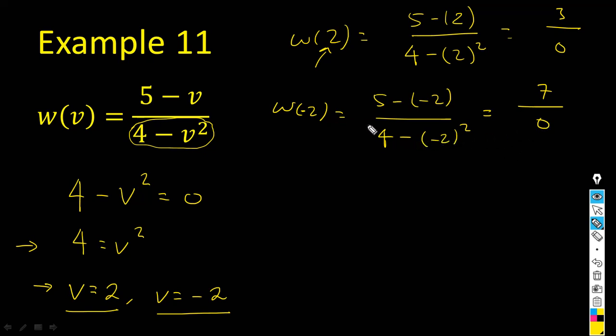Okay, so w is also undefined in this number. It crashes in this number. We cannot evaluate the function w in this number and also in this number. So let's write the domain. The domain of w equals all the real numbers except the number 2 and the number minus 2. This is the way to write it down.